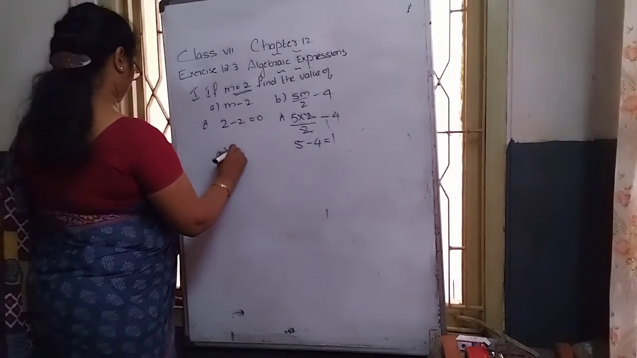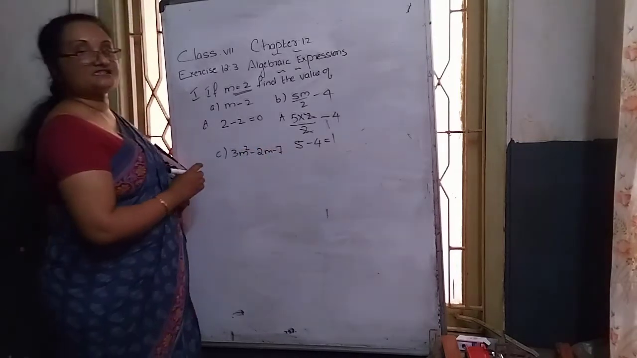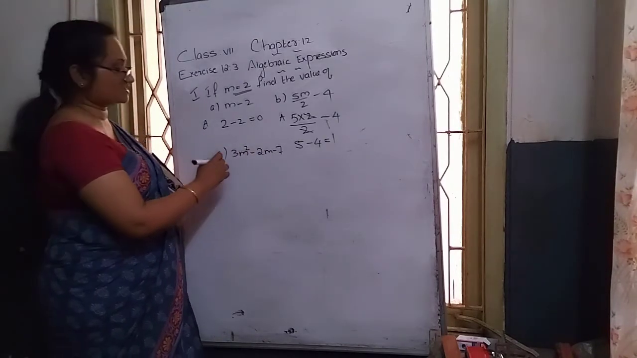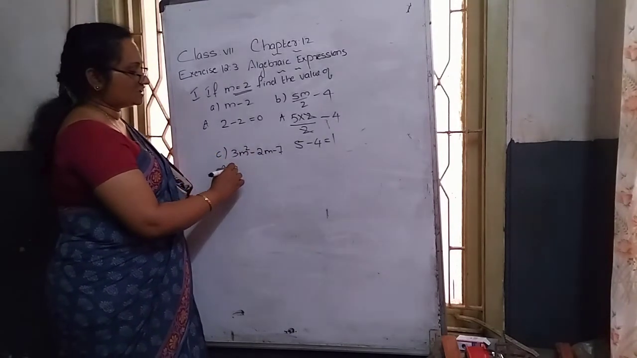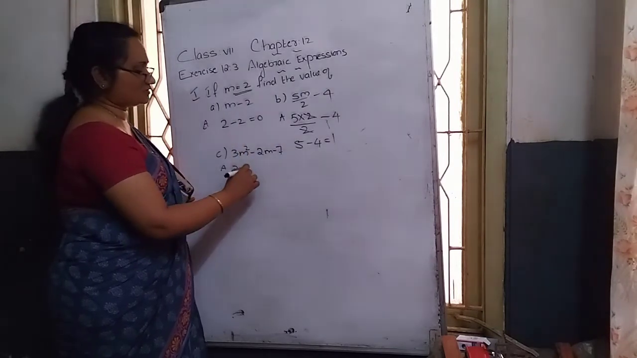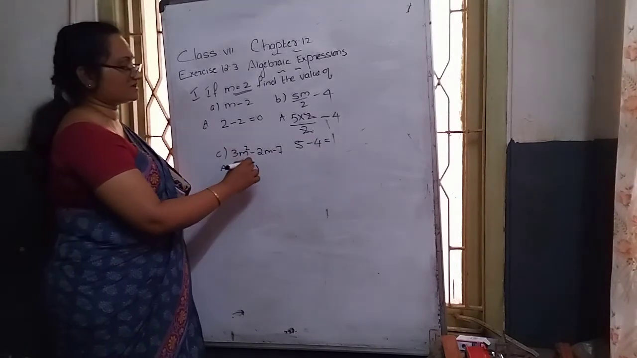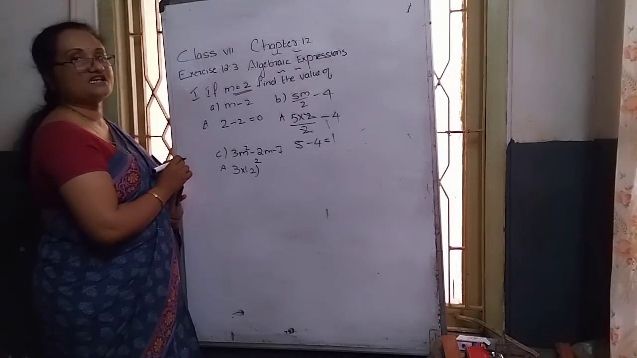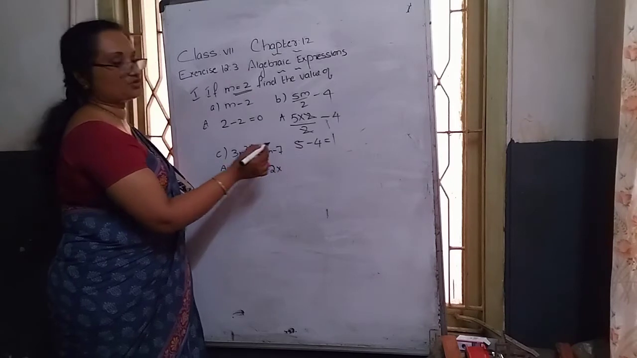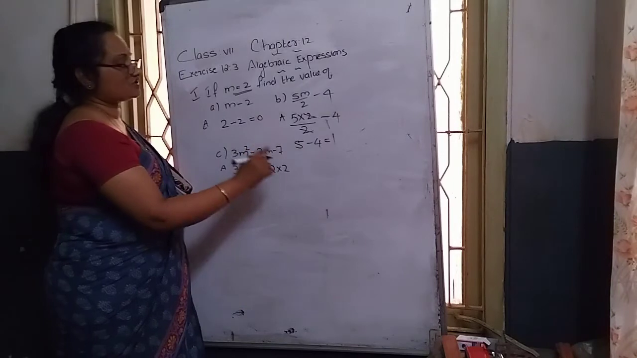One more question: 3m square minus 2m minus 7. Here see, the first term contains m, and the second term also has m. So how to find it out? 3m square means 3 into the m value squared. The m value is how much? 2. And the power in the first term is 2. That's why in place of m we substitute 2, with power 2. Minus 2 into 2m: the m value is 2, but the power is 1 only. So 1 time 2, right?